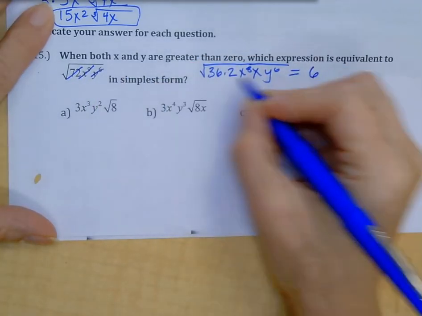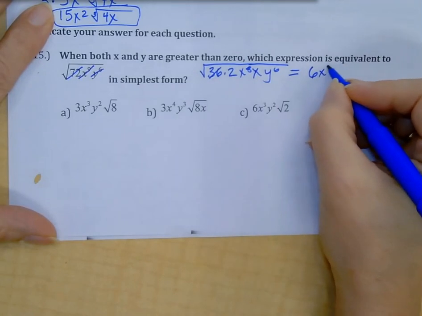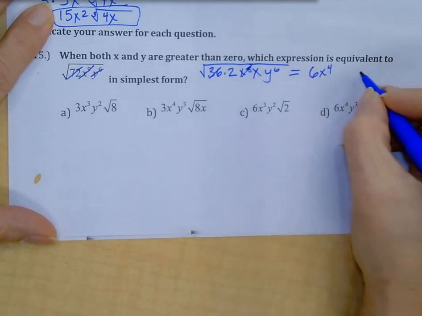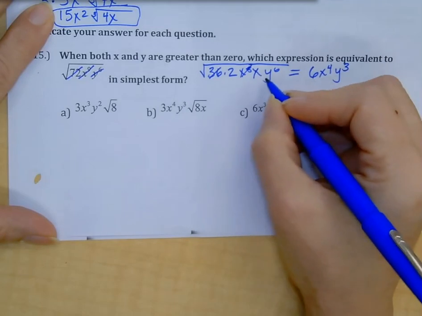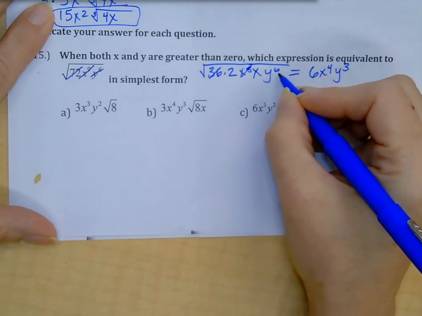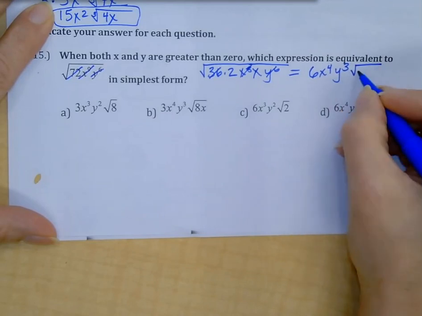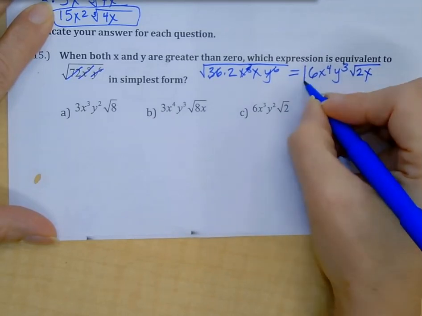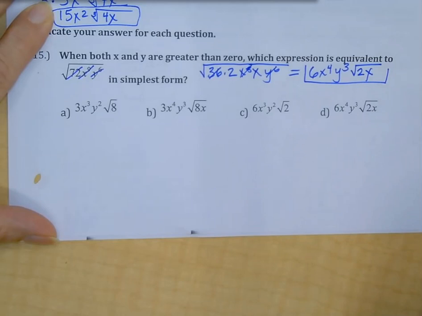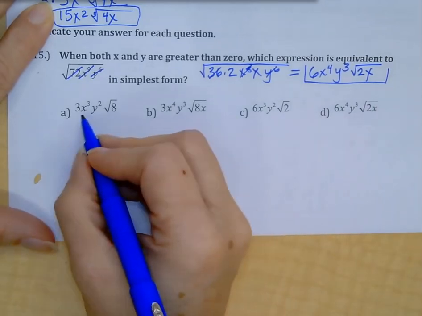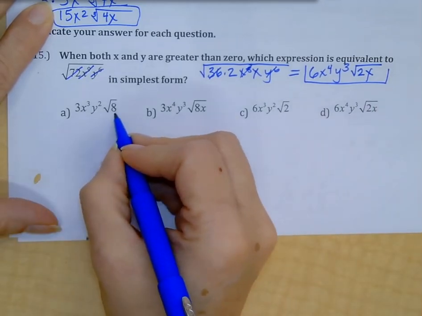So this is going to be 6 x to the 4th y to the 3rd, because 2 goes into 6 3 times, yeah. Okay, and then times the square root of 2x. This is what I need to ultimately be equal to. So let's look and see. 3x to the 3rd y squared, square root of 8.